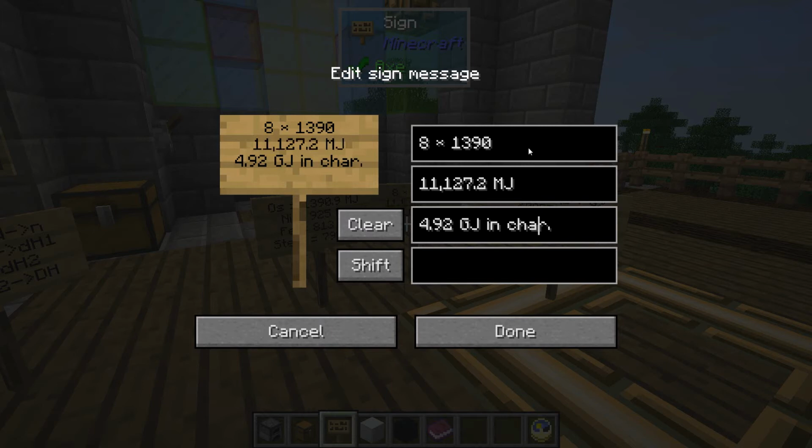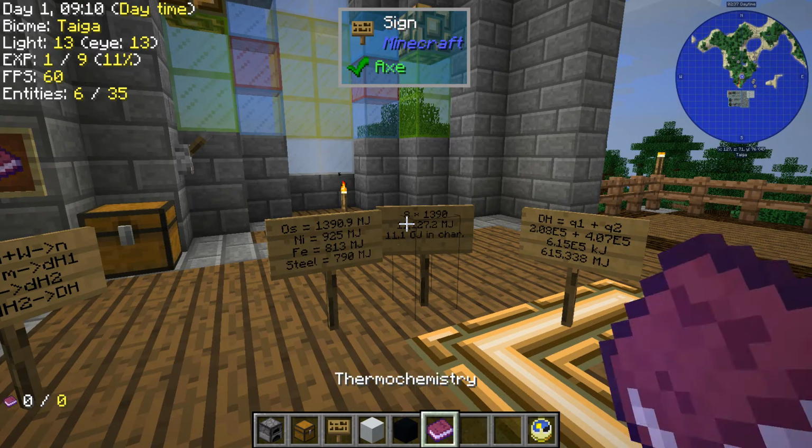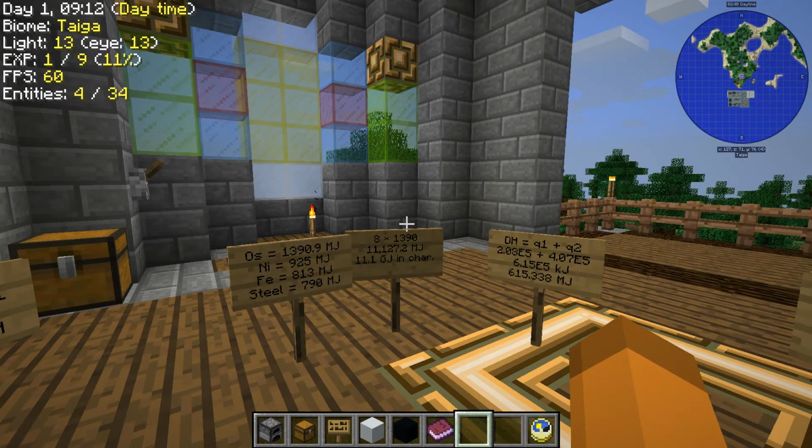11,127.2 megajoules, or in other words, 11.1 gigajoules in a single piece of charcoal, also in a single piece of coal. That seems a little unrealistic.